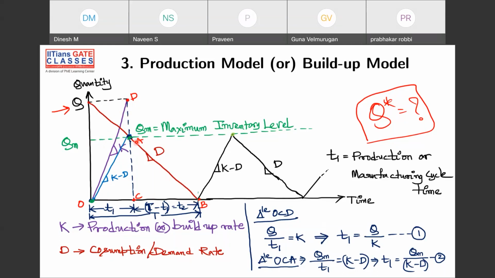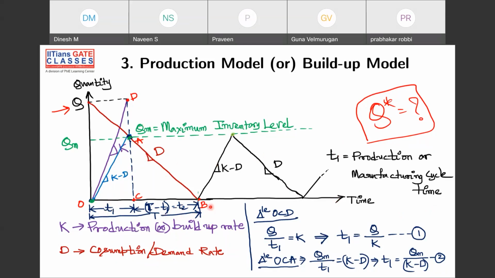So this is the important triangle. From here to here is K minus D, production minus demand, and from here the consumption is happening. The same K minus D and D cycles will keep on repeating. K is the production rate, D is the demand rate, T1 is the production time, and T2 is only the consumption time here. So T1 plus T2 is the total time.